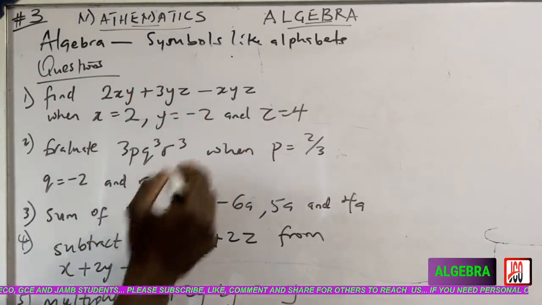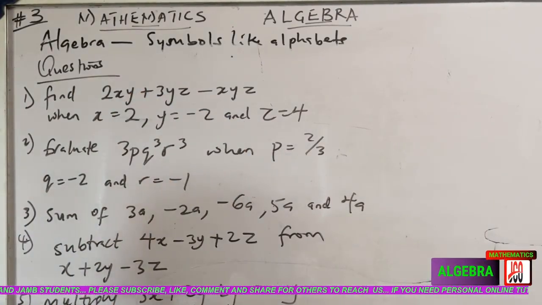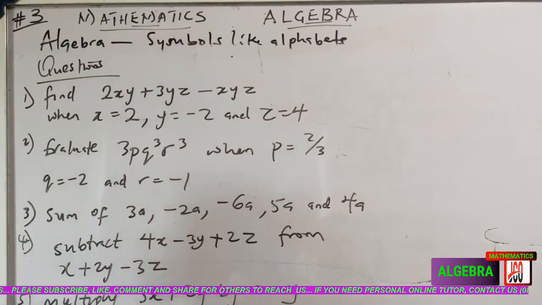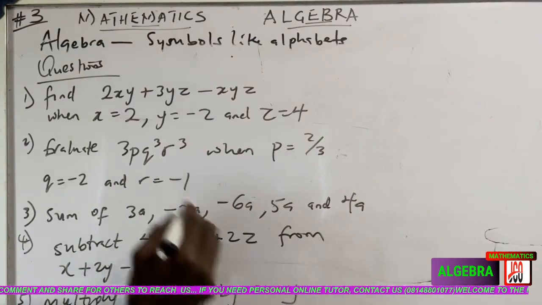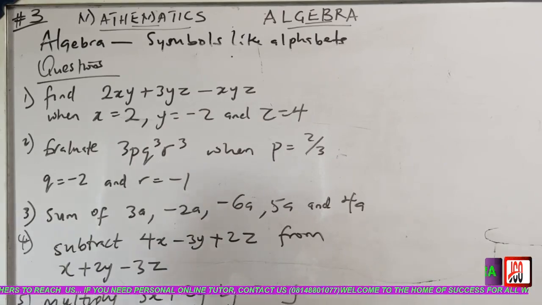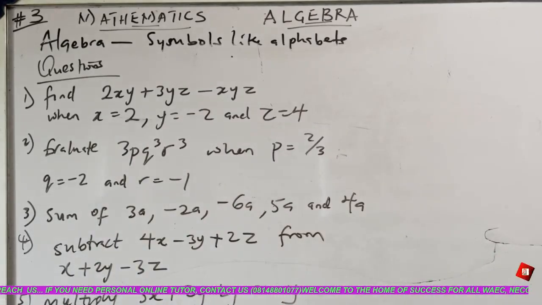Then in place of y, I'm going to put minus 2. Plus 3yz. In place of y, I'll put minus 2. In place of z, I'll put 4. Minus xyz. In place of x, I put 2. In place of y, I put minus 2. In place of z, I put 4. So I'm going to solve it now.